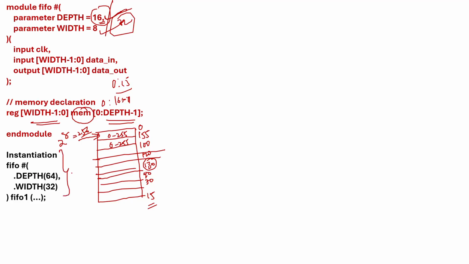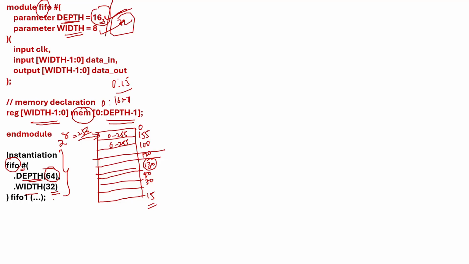Okay, so this is the instantiation. What is your module name? FIFO, right? So FIFO is my module name, and hash. What are the parameters you are utilizing in your FIFO? Width and depth, right? So then I am taking the depth. Depth is changed to 64. Then width is changed to 32.